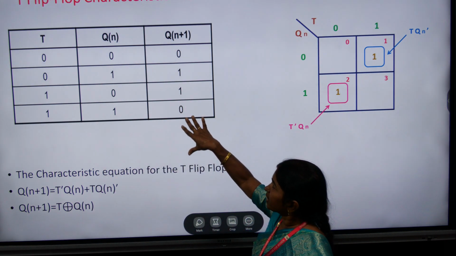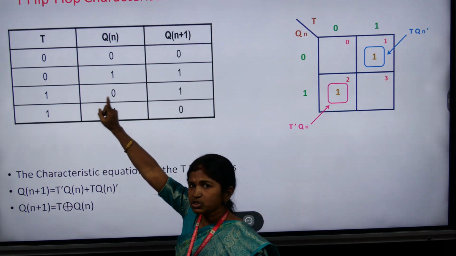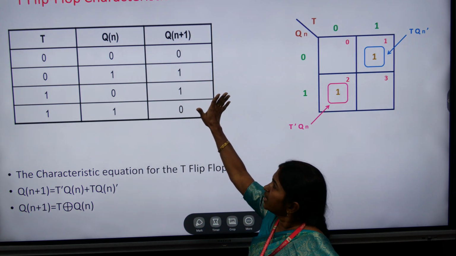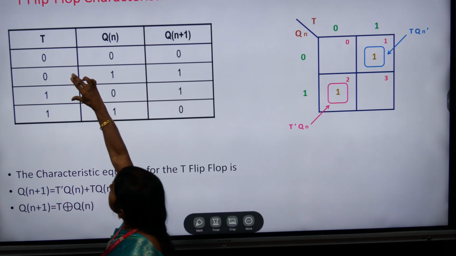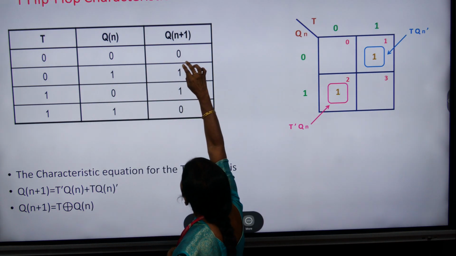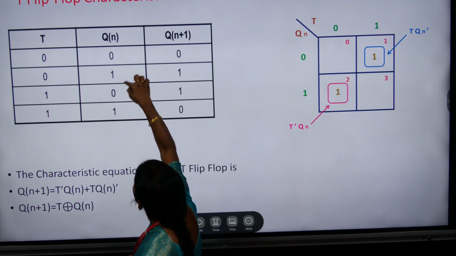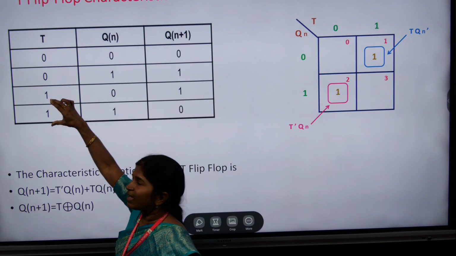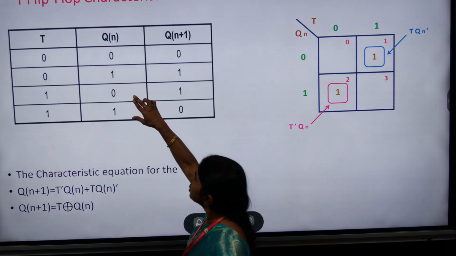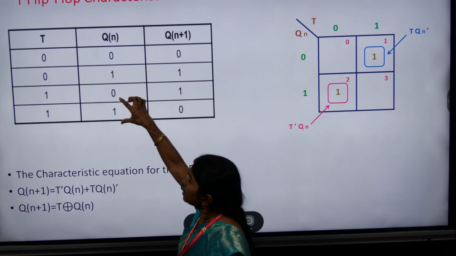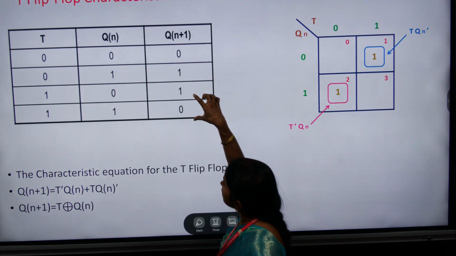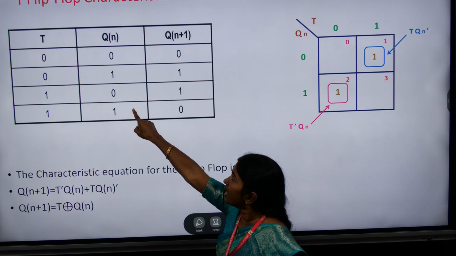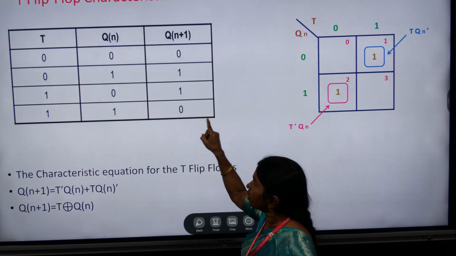So next, coming to the characteristic table, here also we will be taking the one input, and Q of n represents the present state, Q of n plus 1 represents the next state. As I am taking the T value as 0, I am getting no change, that is, whatever the value of Q(t), that is shown in the next state condition. Next, when I am taking the value of T as 1, the toggle condition will occur, that is, the value present in the present state is inverted and shown in the next state. That is, in the present state we have the value 0, 1 and it is shown as 1, 0 in the next state.